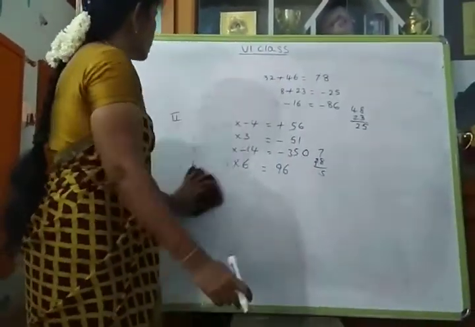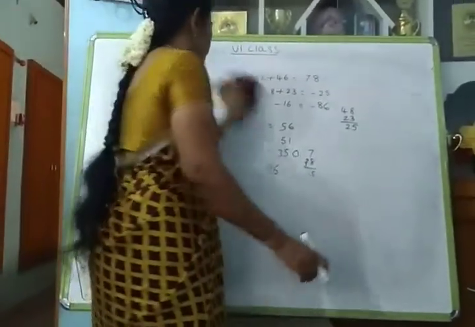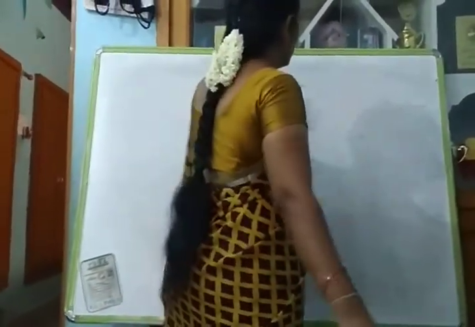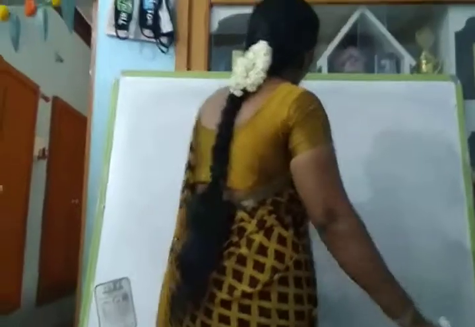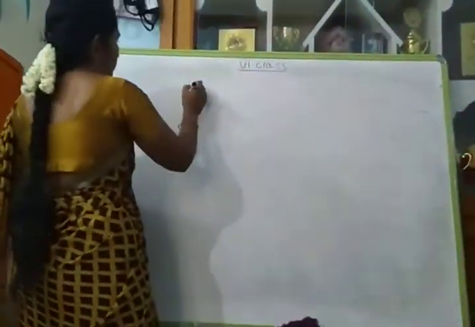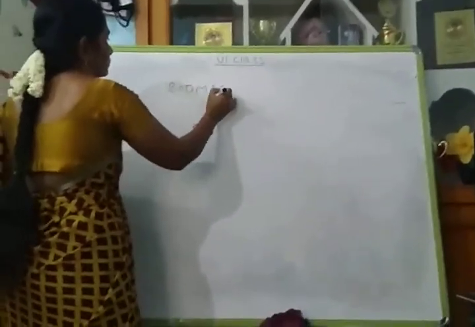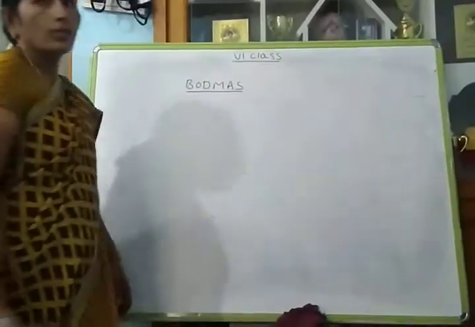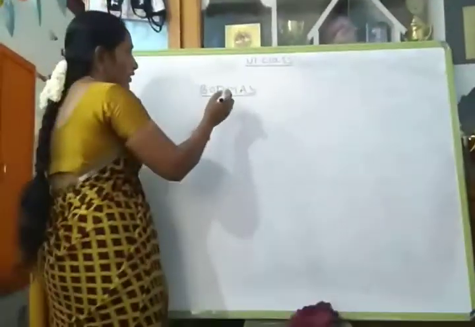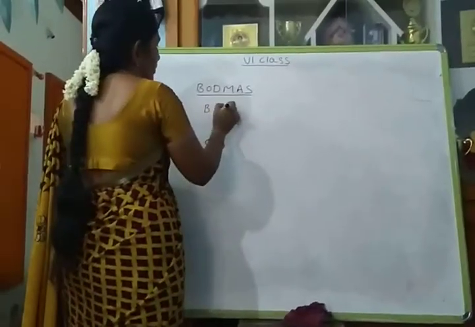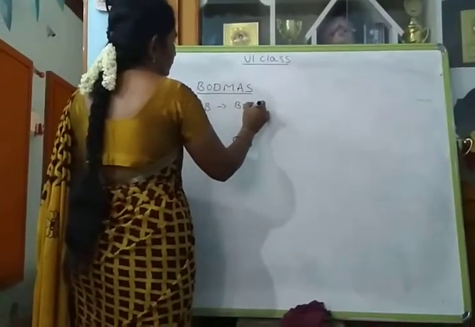Next, today we have to discuss the BODMAS rule. BODMAS rule means each letter has one meaning. B means bracket.